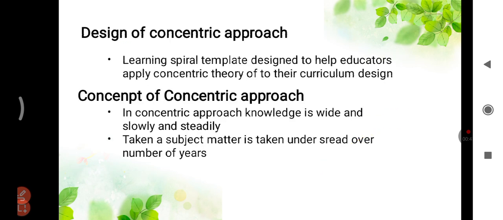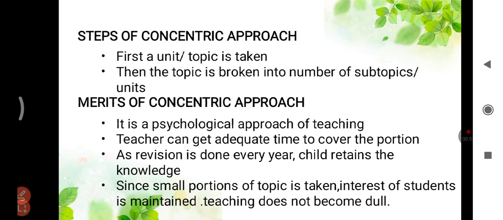The design of concentric approaches, then the steps of concentric approaches, then merits, and these are the common topics.